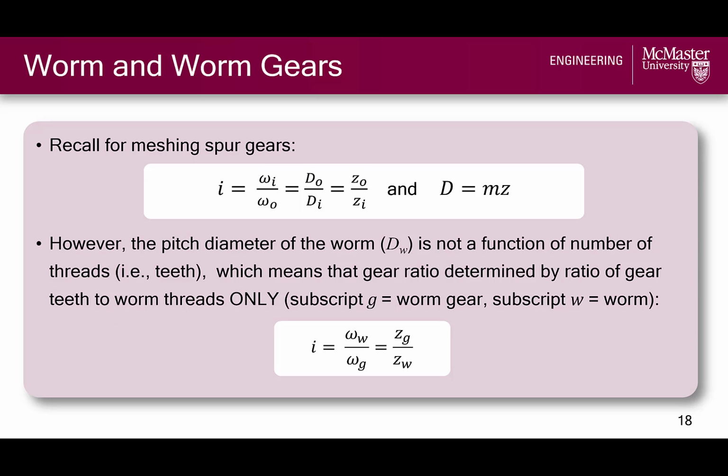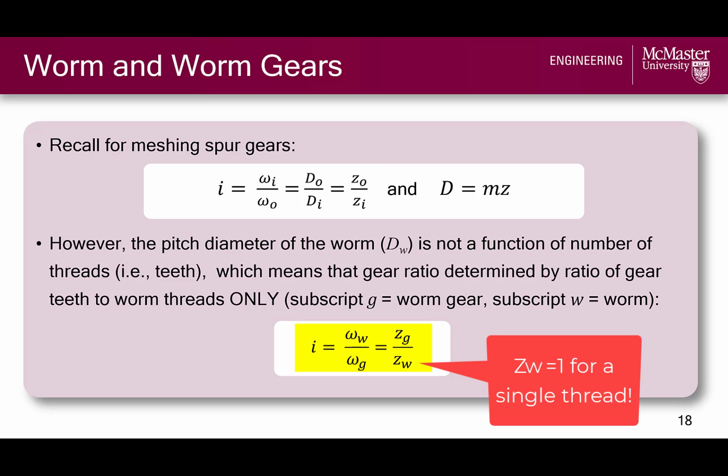If we recall the gear ratio calculation for meshing spur gears, the gear ratio is equivalent to the ratio of number of teeth on the output and input gears. Since the thread of the worm meshes with the worm gear, and we are considering worms with only a single thread, this is like having a gear with a single tooth. This is how worm and worm gears can achieve such large speed reductions.